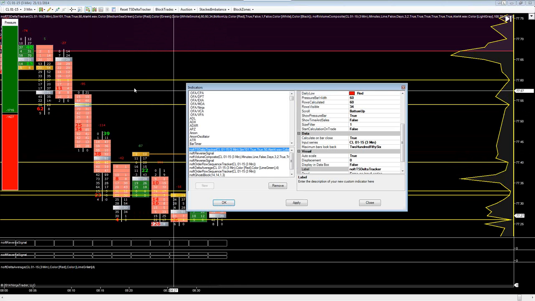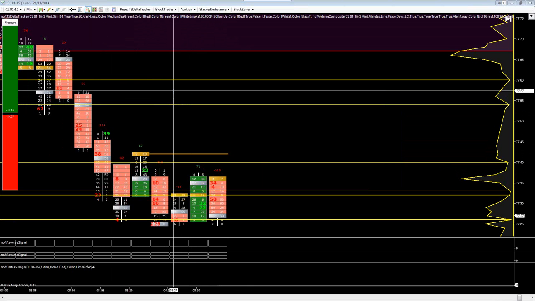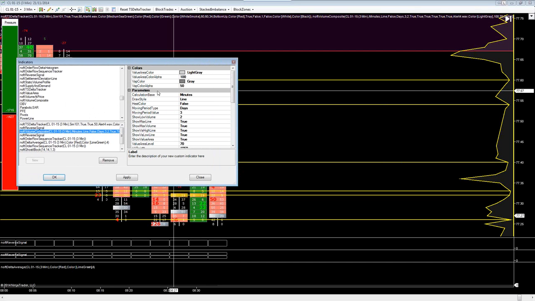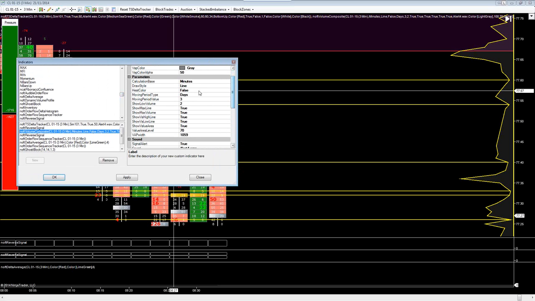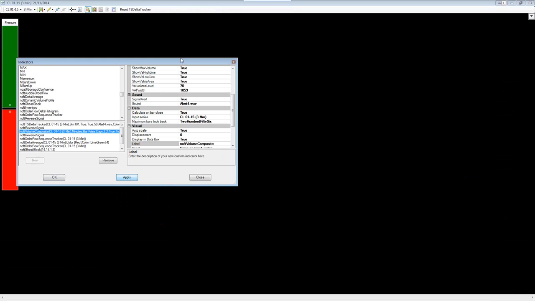Let me go to indicators here, and let's adjust this. So you can see I can draw it as a line. If I want the heat color, I can change this to bar. Calculation base minutes. So I can change it if I wanted a bar and I want a heat color. Well, let's see. Click apply.